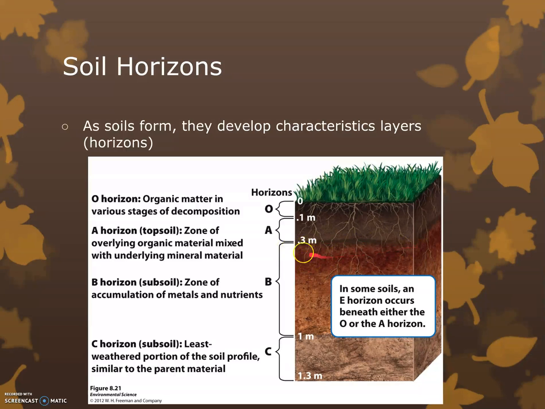In between, sometimes between A and B is an E layer. I'll discuss that in a second, so we'll work our way down now. This O horizon, this is the organic matter in various stages of decomposition. So these are your leaves, needles, animal bodies. It's a dark brown color. It's the things that are along the top that are on their way to decomposing.